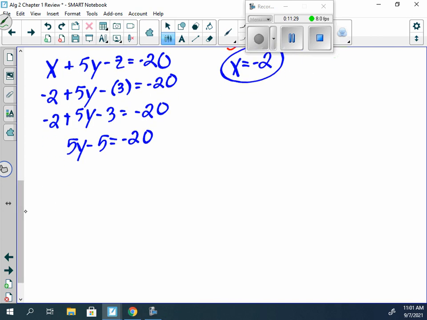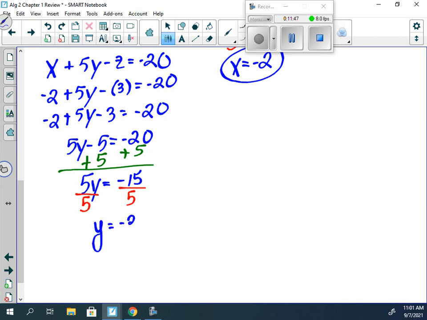The first step in getting y by itself is to add 5 to both sides, which tells us 5y is equal to -15, and then y is equal to -3. So the answer for this here is -2, -3, and 3.